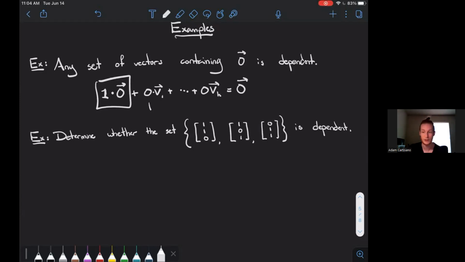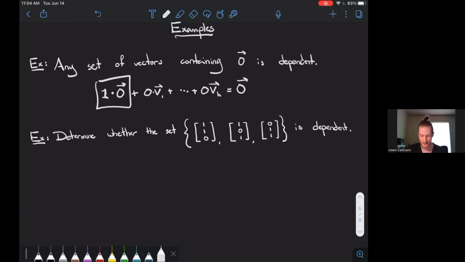We can have the other ones be 0 as long as we have at least one non-zero scalar, which we do. It's just being applied to the zero vector. But there were no restrictions on what vectors are allowed to be included. We just have to concede that if my set of vectors contains the zero vector, it is necessarily a dependent set.